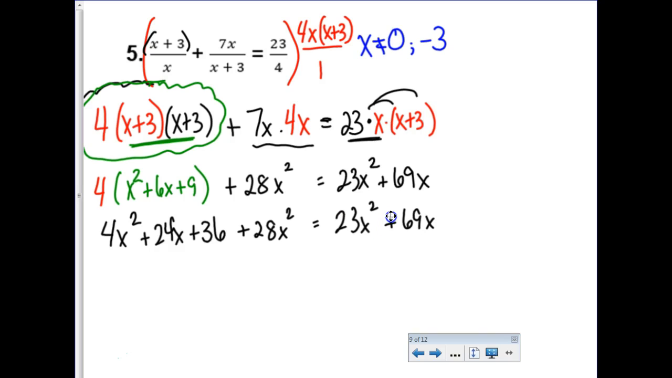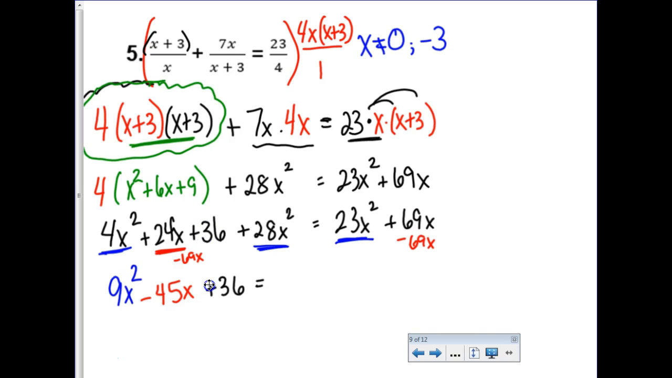Okay, definitely a quadratic. We're not going to lose the quadratic term, so let's try to group those together. I have 32x squareds over here on the left, and I have 23x squareds on the right, so let's subtract that over. 32 minus 23 is 9x squared. And then 24x, and you're going to subtract the 69x over: negative 45x. And then plus 36, nothing happened yet. No combining there.